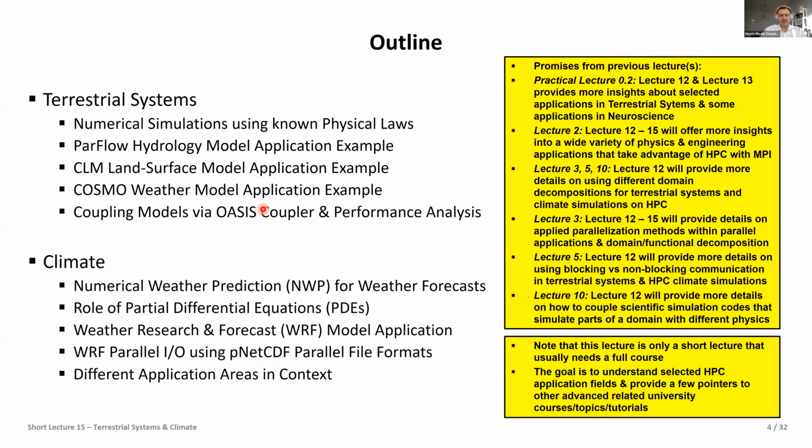Because the more you want to be realistic in terms of simulating and modeling terrestrial systems, you need different physical processes to interact with each other. And this interaction needs to be coupled with so-called couplers. One example is the OASIS coupler that is actually used to couple three different models in the earth sciences domain that we had already shortly introduced in some of the lectures, but I will come back to that and how it actually works together.